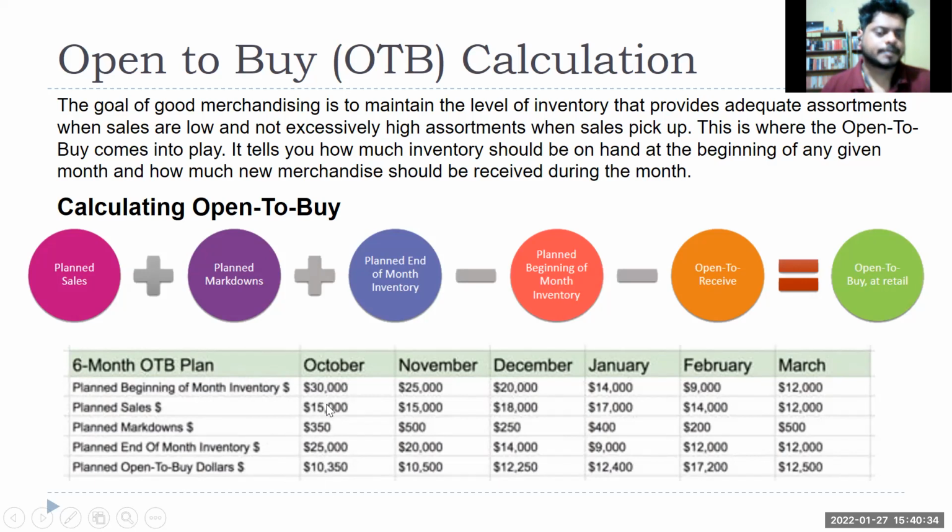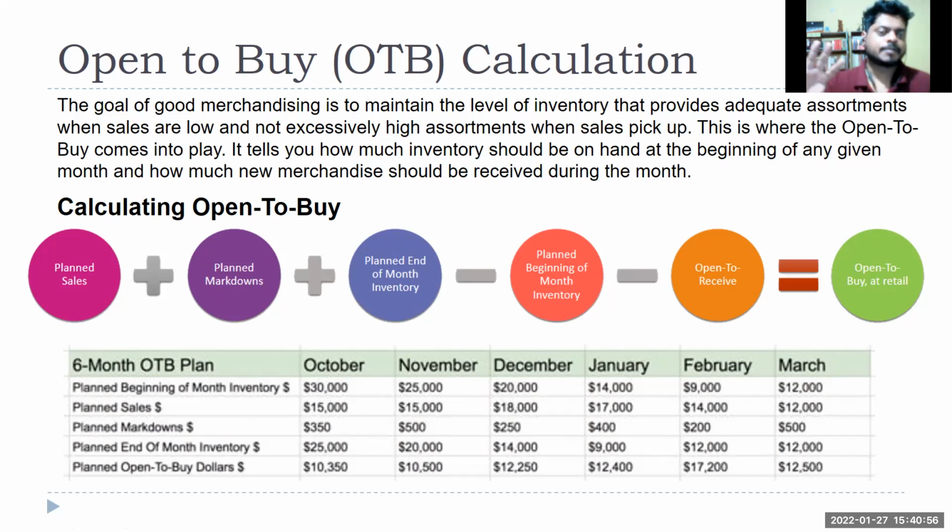What is my planned sales? $15,000 here. Markdown is 350. So 15,000 plus 350, 15,350. Difference of end of month inventory and beginning month inventory. End month inventory is $25,000 and beginning month inventory is 30,000. 25 minus 30,000, that is minus 5,000, right?